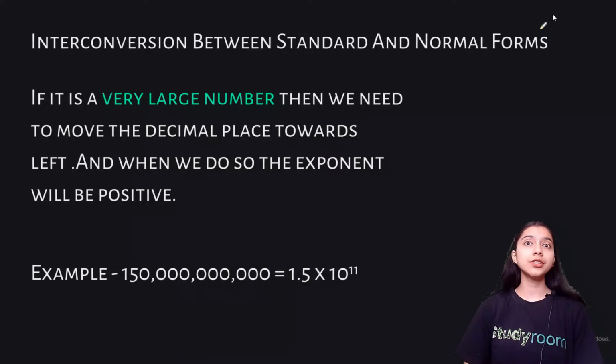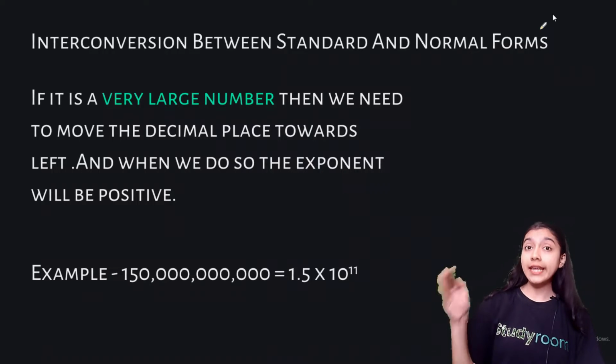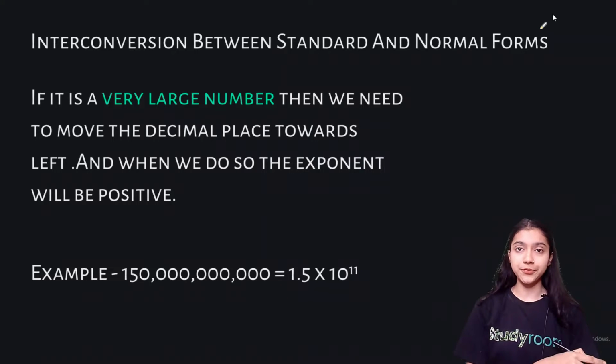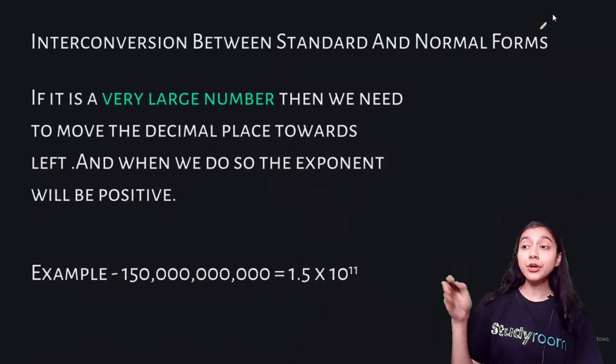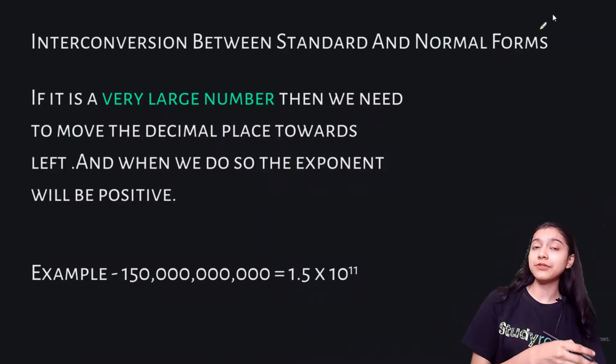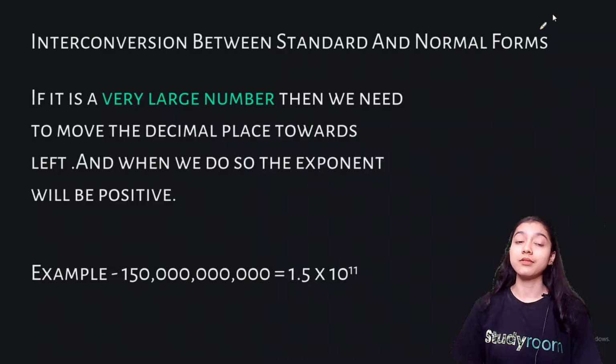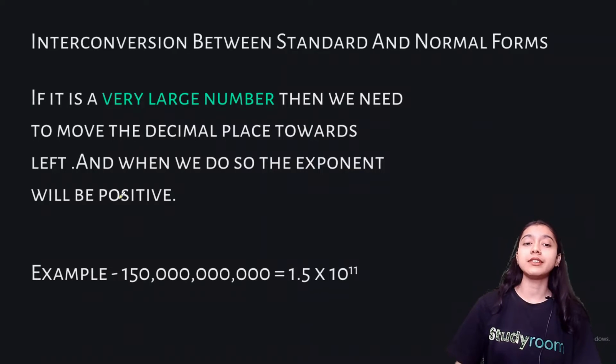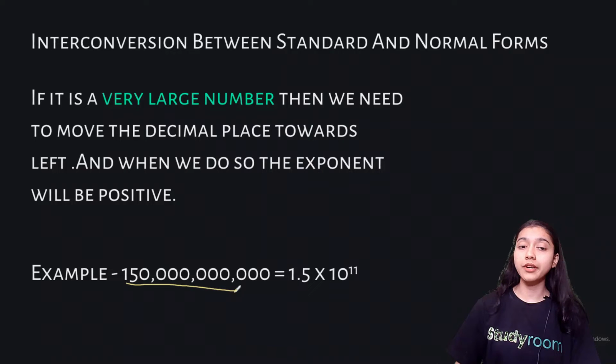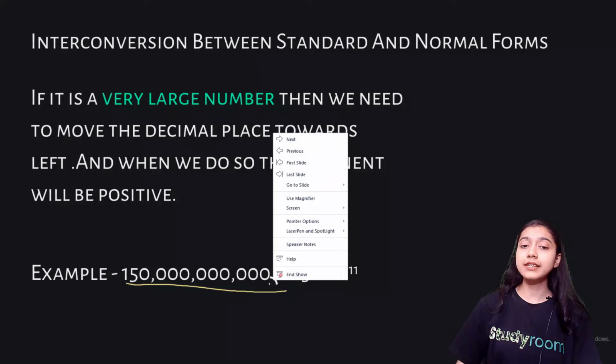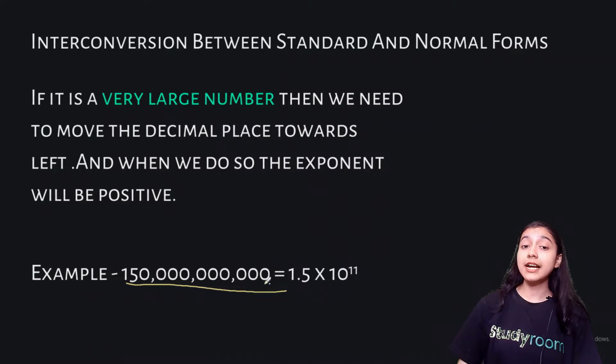Now let's talk about the first case. That is, if we have a very large number, how to represent it in standard form. In this case, what we do is we take the decimal place towards the left. And in doing so, the number of places we take to the left will represent the exponent. Let me explain this with an example. Over here we have this quantity. The decimal is over here. So we have to take this decimal place over here.